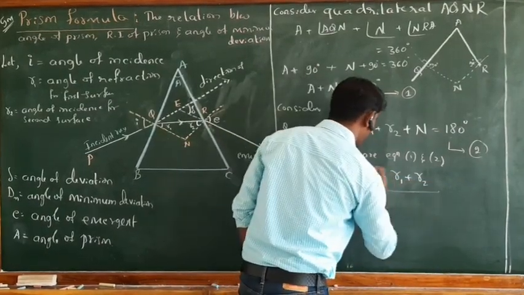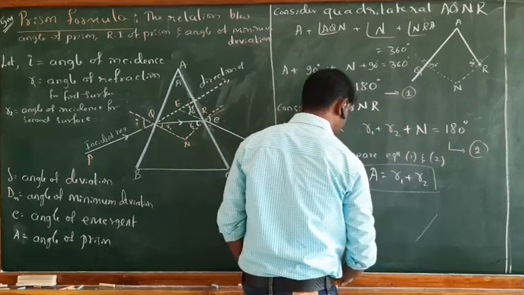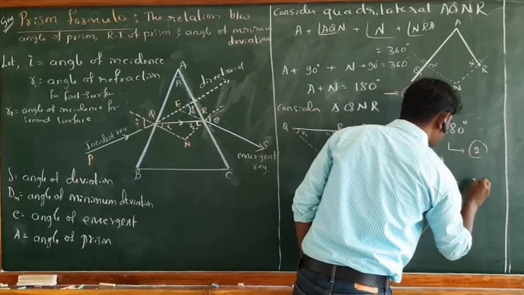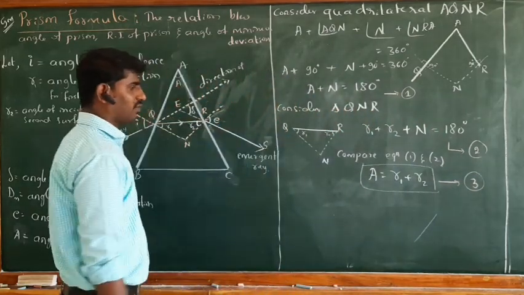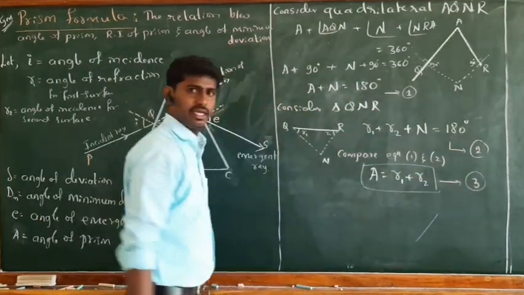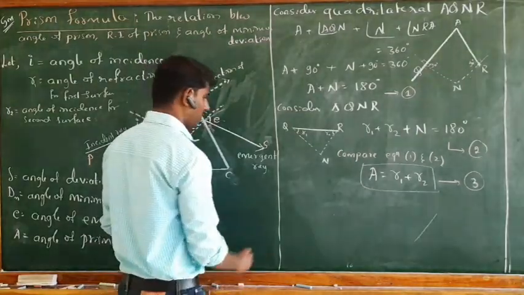So it's a very important result. I call this equation number 3. Okay. A is equal to R1 plus R2, the angle of prism. Is it right? Okay.